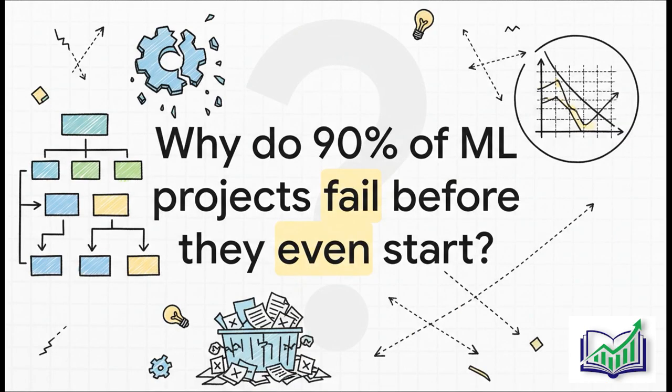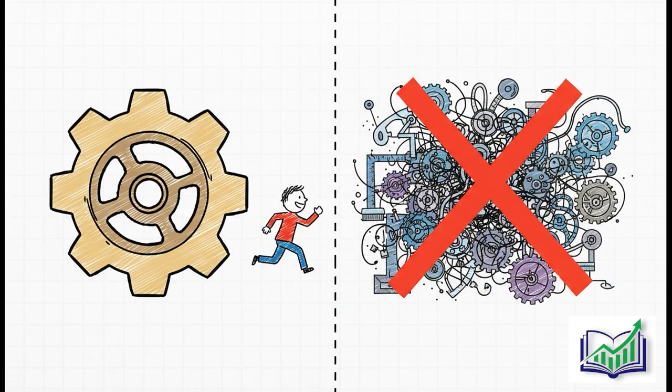It's a pretty shocking number, isn't it? 90%. All these brilliant ideas and ambitious projects just fizzle out. But what if I told you the reason they fail isn't what most people think it is? A lot of beginners get obsessed with finding the most powerful, the most complex algorithm they can. They think they need a massive neural network or some super fancy new technique. But honestly, that is almost never the real problem.